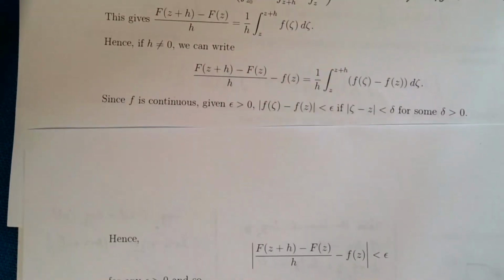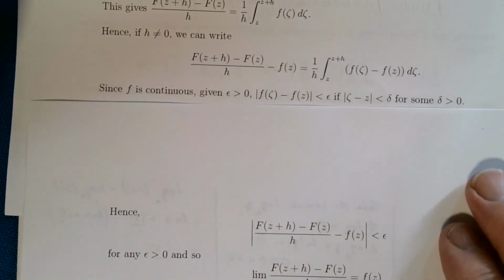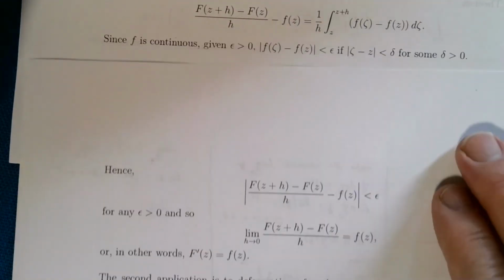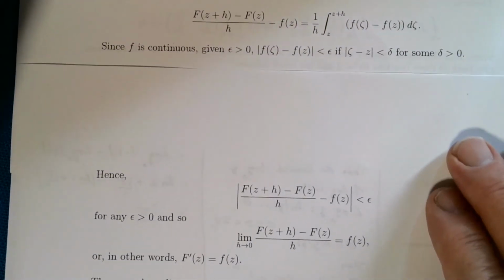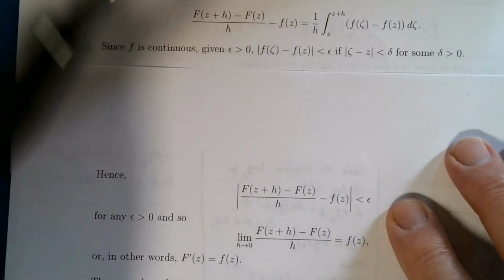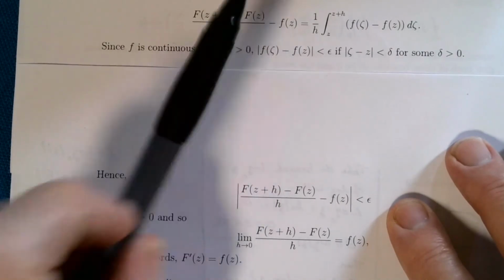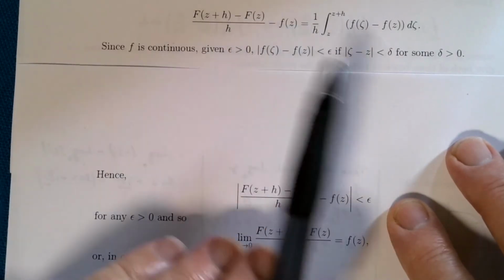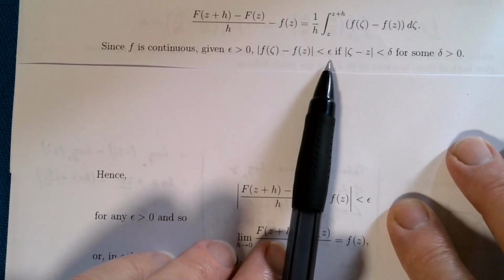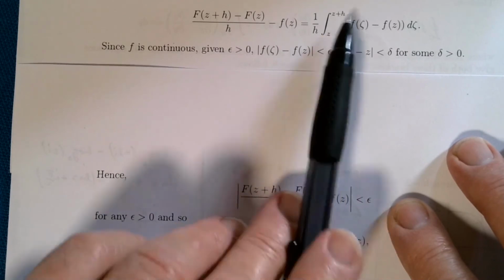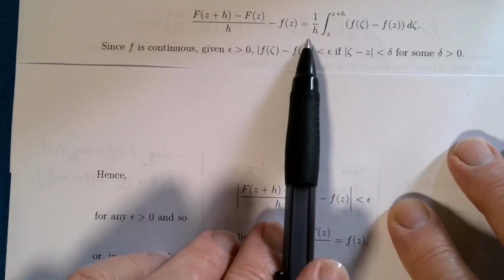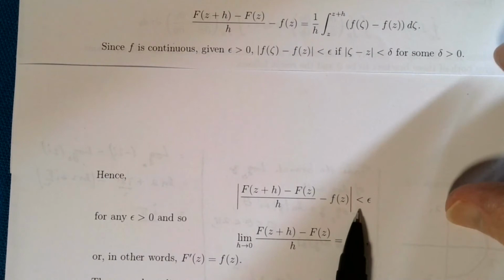Hence, I can squeeze this in here. Putting this together then, I can say that this difference quotient is less than my epsilon, because this thing here is less than epsilon, so I can integrate epsilon between z and z plus h, which just gives me h. The h's cancel, and so I just get this as less than epsilon.